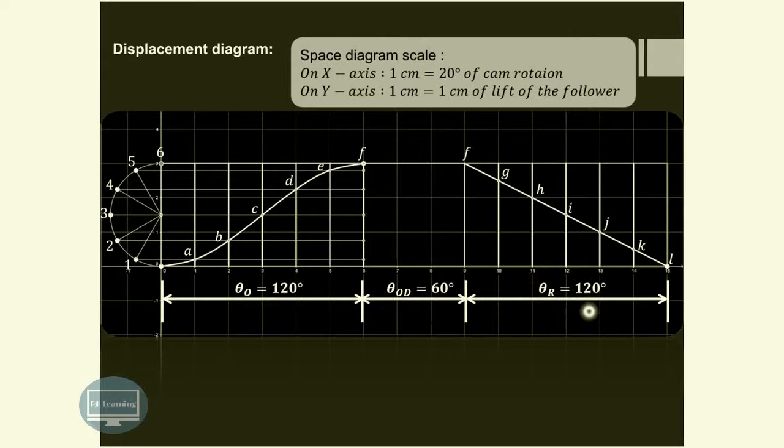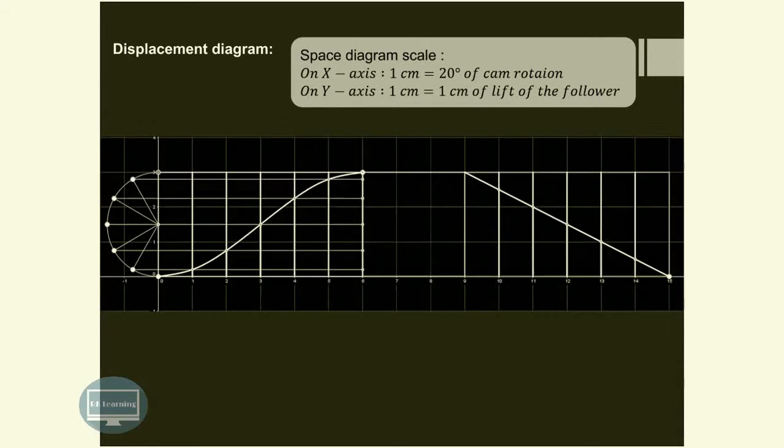Now we'll see this particular construction with the help of animation. One more thing, that on the y-axis we have the scale as 1 cm equal to 1 cm of the lift of the follower. Our lift of the follower is 30 mm, that is 3 cm. So this vertical distance will be 3 cm. Now let us see how to construct this particular displacement diagram. We'll see the entire construction also afterwards in full animation form.